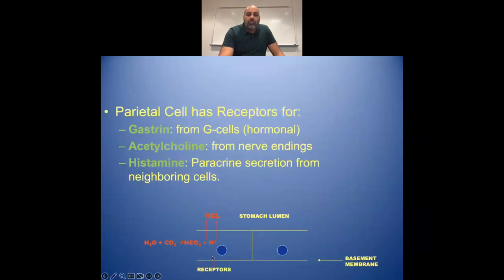All right, so here they're showing this is the parietal cell. These are the receptors for gastrin, acetylcholine, histamine. So this is blood side, and then this is stomach lumen inside the stomach. This right here is going to chase us all semester, this equation.